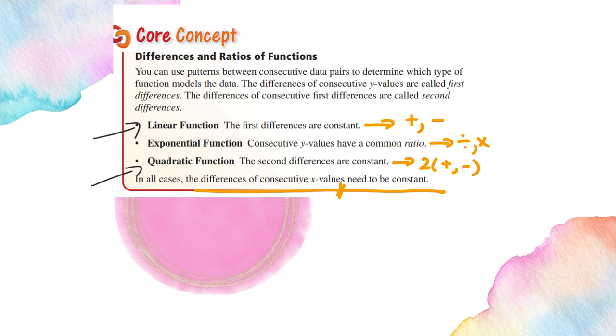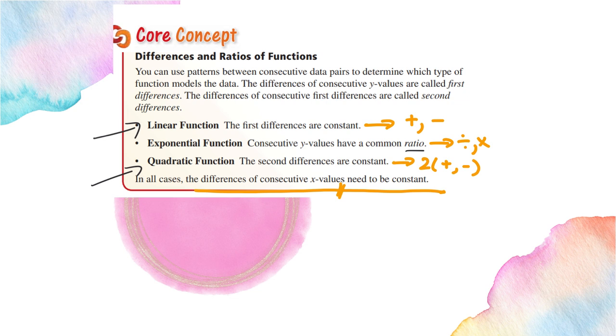Okay, so remember, linear is a straight line, and normally we have positive and negative. With exponential, you're dealing with division and multiplication, and you will find what we call the common ratio. Okay, in all cases, the difference of consecutive x values needs to be constant.